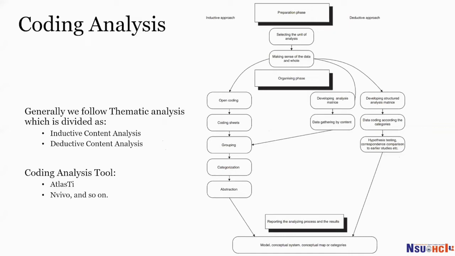Yeah, so this is the figure of coding analysis. And naturally, the coding analysis is named thematic analysis, which is actually divided in two different types: inductive content analysis and deductive content analysis. I just took this figure from research papers for better understanding, because I think they give a concrete idea in a single picture.